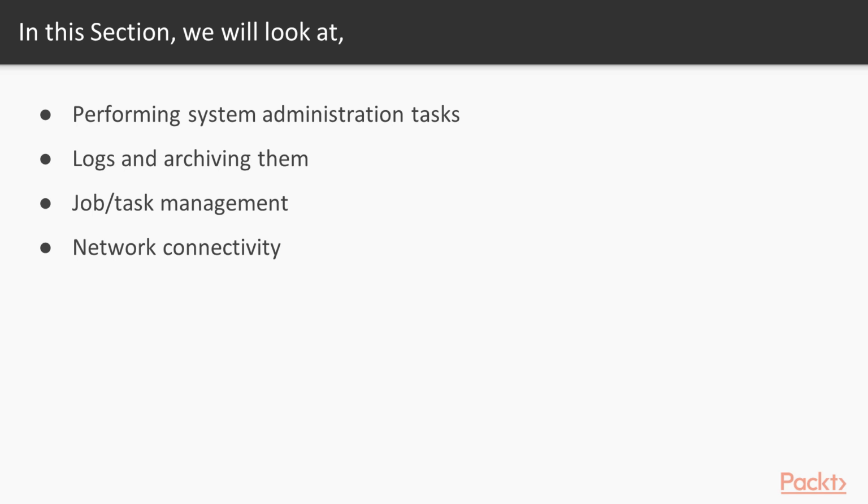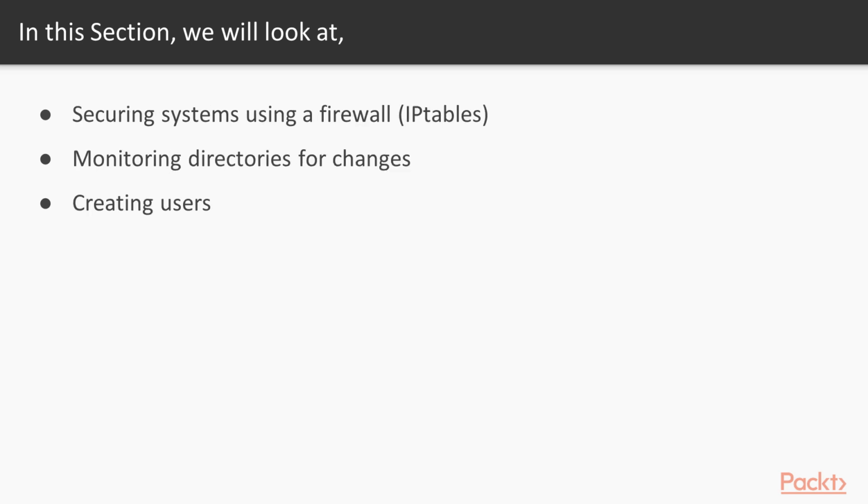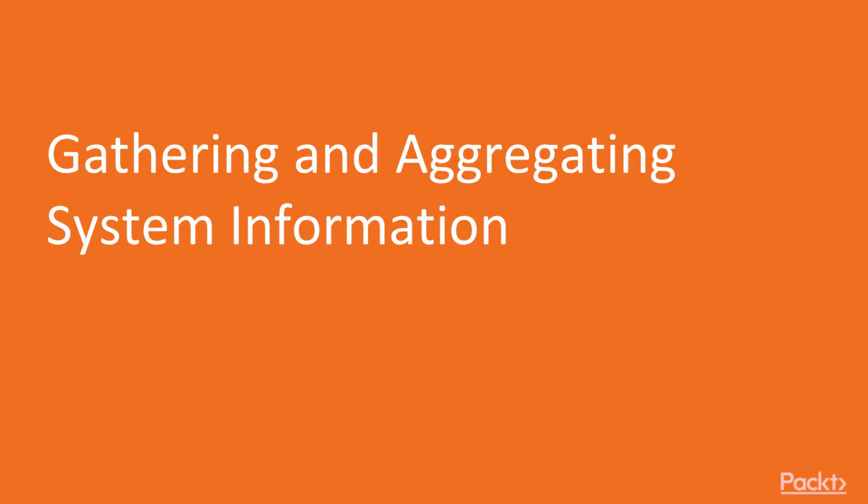This section is about performing system administration tasks common to nearly all users, and we'll be looking at logs, archiving them, job and task management, network connectivity, securing systems using a firewall, IP tables, monitoring directories for changes, and creating users. We will begin with the first video that deals with gathering and aggregating system information.